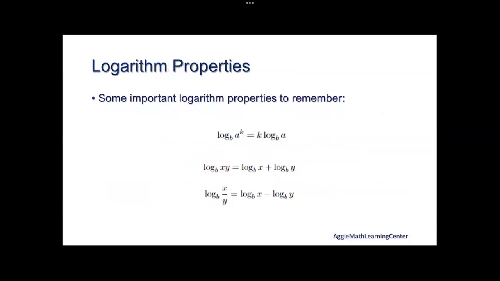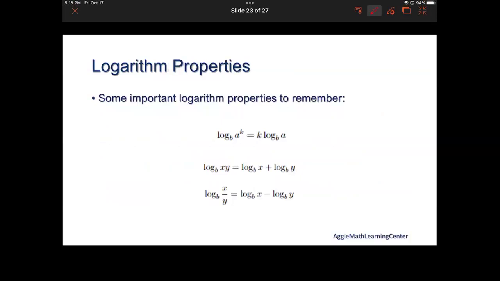And then these are some important logarithmic properties. The one that I would love to point out the most is this guy. The log of the something on the inside to some power is that power multiplied out front of the log of the something.